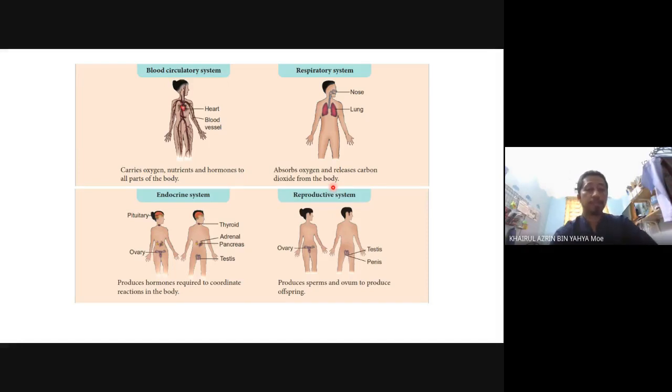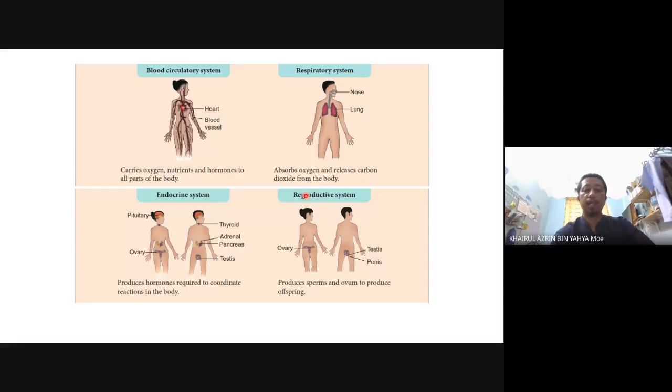Okay, and then we go to endocrine system. So this one we have pituitary, and then this one we have ovary. Okay, this one we have thyroid here on the neck, and then we have adrenal, and we have pancreas, and also testis. So this endocrine system to produce hormones required to coordinate reactions in the body. So dia mengawal hormon dalam badan. Perempuan ada lain sikit, lelaki pun lain sikit.